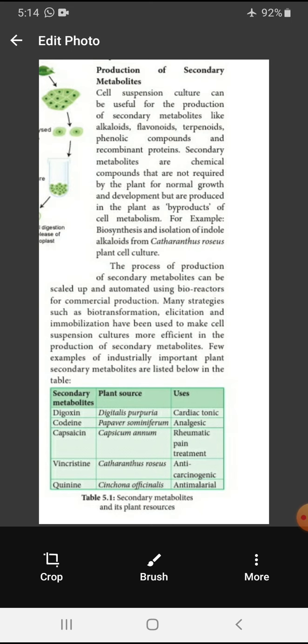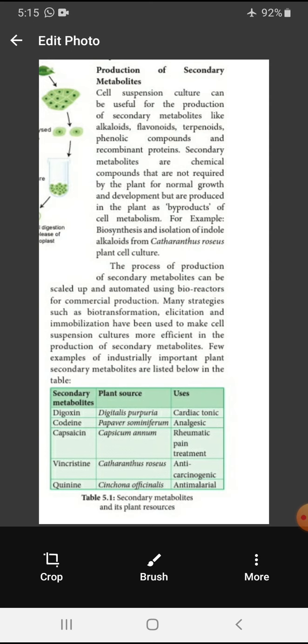Now we are going to discuss the table of secondary metabolites and the plant sources and uses. First one is digoxin. The digoxin is obtained from the plant source Digitalis purpurea. It is used as a cardiac tonic. Then the secondary metabolite codeine. It is obtained from Papaver somniferum. It is used as an analgesic. So what do you mean by analgesic? It is a painkiller. So that is codeine. It is obtained from Papaver somniferum. In Tamil it is called kasagasa.